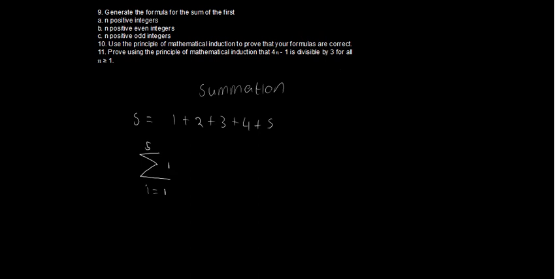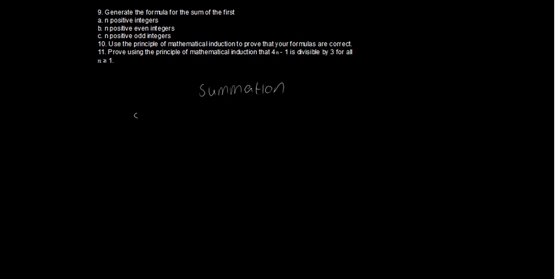Then we have the function of i, which is what we're adding. You can just think of it as f of i. But in this case, f of i is just equal to i itself. So if i starts at 1, we're going to add 1. Then we move on to the next one, which is 2, so 1 plus 2. Then the next one, which is 3, so plus 3 plus 4 plus 5. So it's a shorthand way of writing these summations.